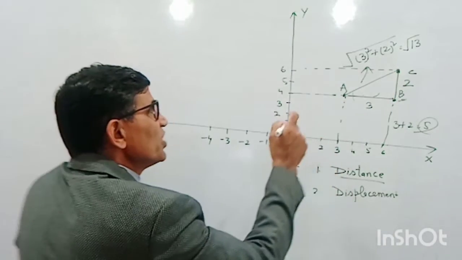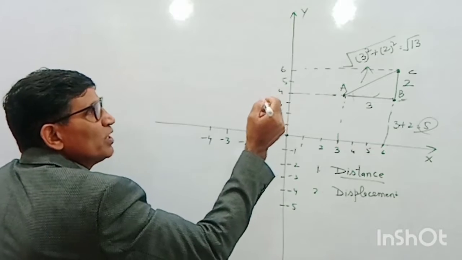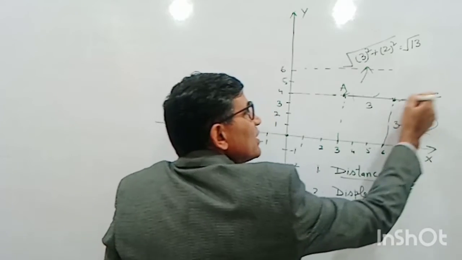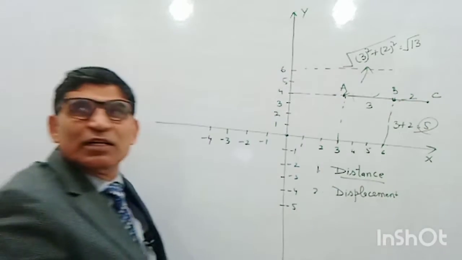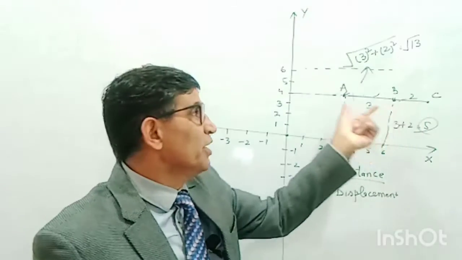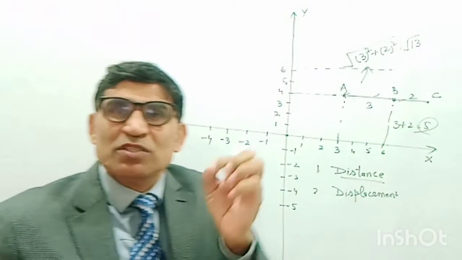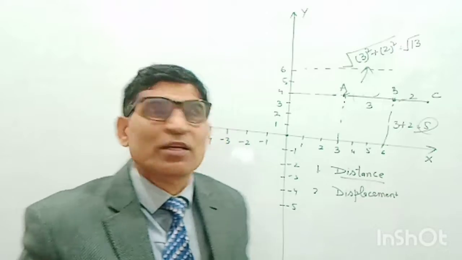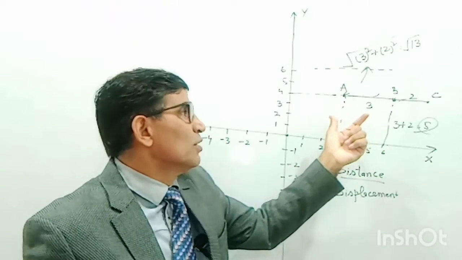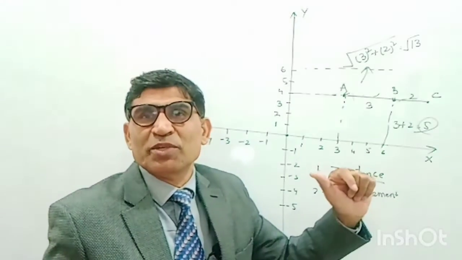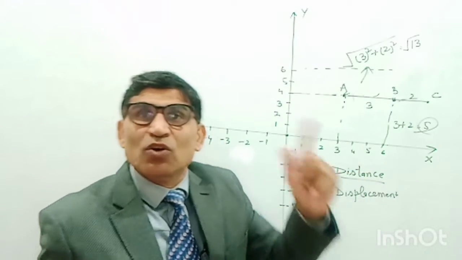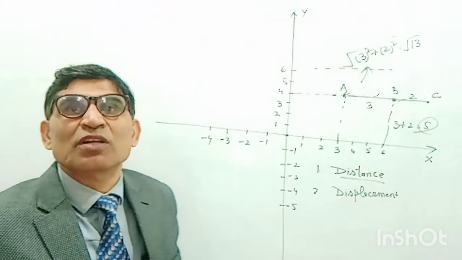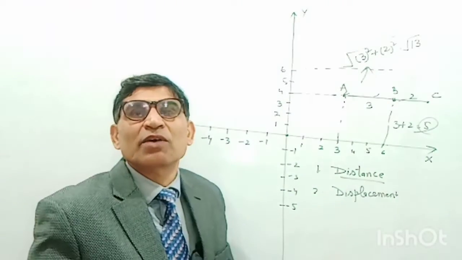If the body is not changing its direction, suppose the body is going in the same direction, and point C is on the same line, then distance and displacement are the same in magnitude. Displacement gives us additional information: it gives the information of direction as well. In distance there is no information regarding direction, whether the body is going north, south, northeast or southeast. But in displacement we can have that information.